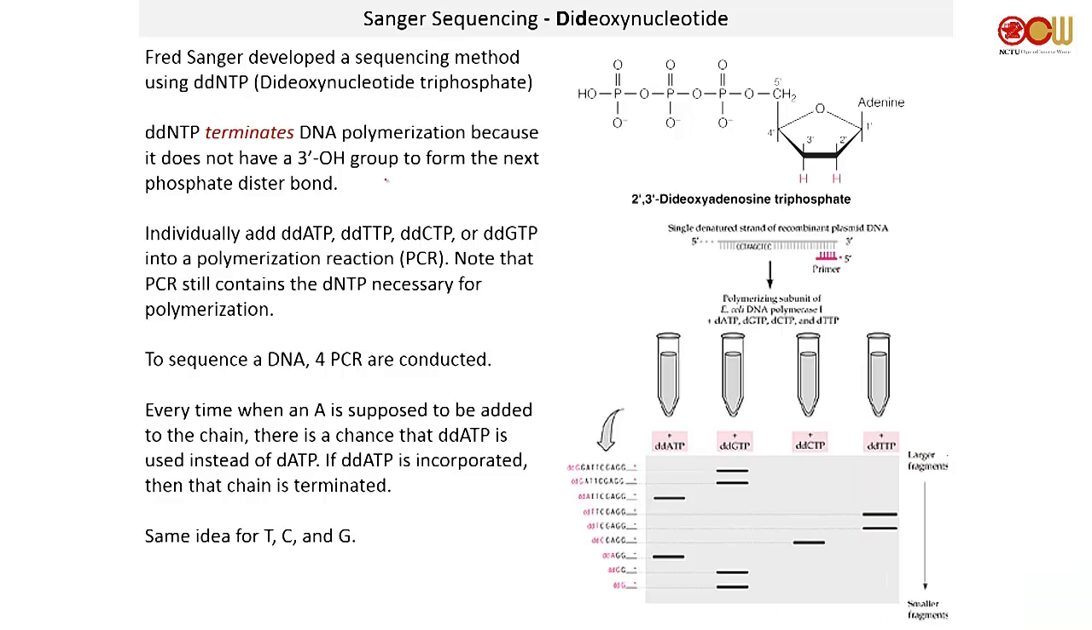Now, Sanger sequencing is essentially done by adding this dideoxy nucleotide triphosphate to a PCR reaction, kind of.